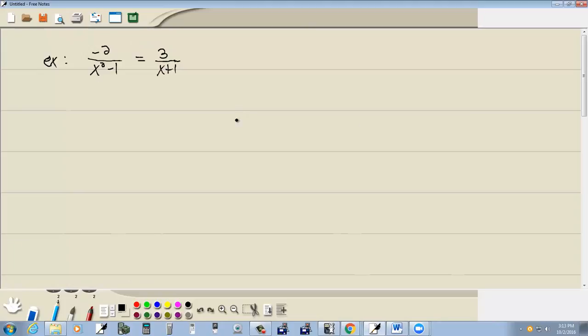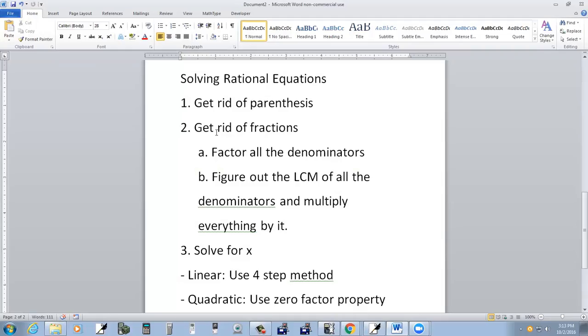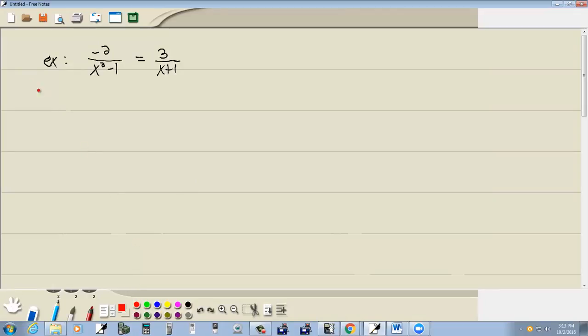Step 1, get rid of parentheses. Don't have any. Step 2, get rid of fractions. I do have fractions. And the first sub-step says to factor all the denominators. Now x squared minus 1 is a difference of 2 squares. The x plus 1 I can't do anything with.